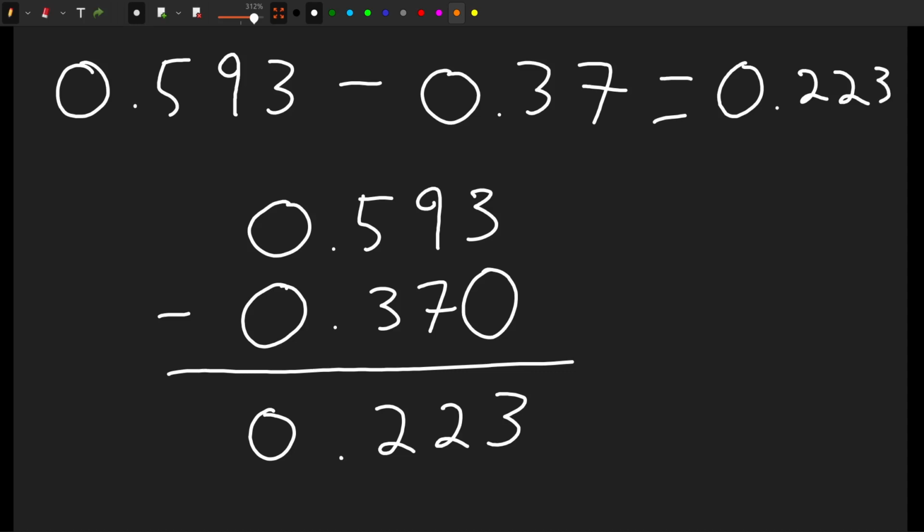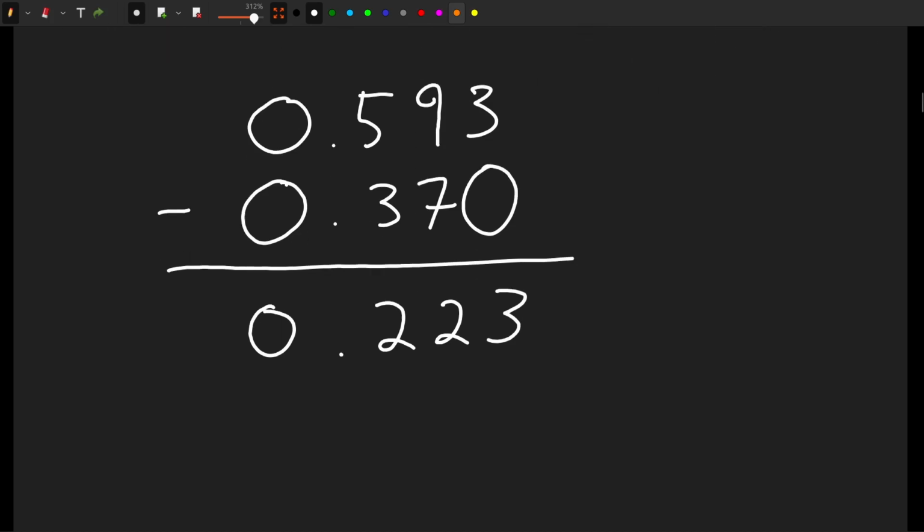All right. So addition and subtraction of decimals is, in my opinion, pretty simple. I mean, it's very similar to what you've done before. Now you just have to deal with the decimals. But now let's talk about multiplying decimals. Multiplying decimals is a little bit trickier.